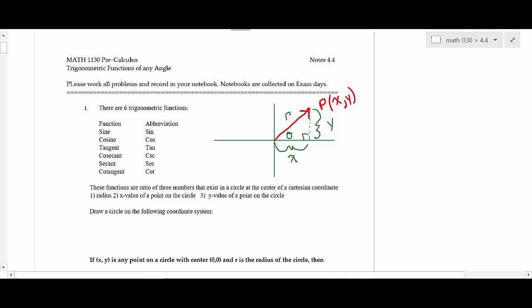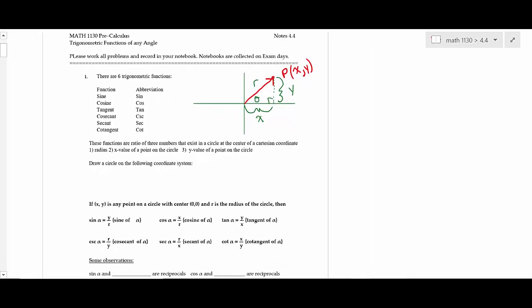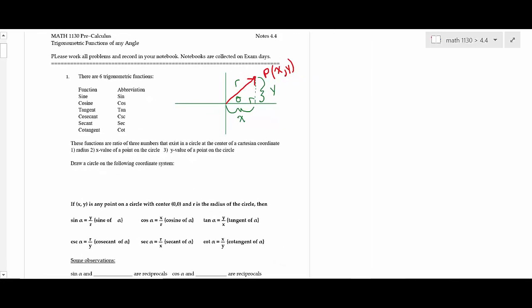Okay, so this is not for a unit circle. This is if r is anything. So the trig definitions are based on x, y, and r. I want to talk through this and hopefully this will make sense to you. Remember the sine was opposite over hypotenuse, right? So if you look at this, what is opposite and what's hypotenuse? y over r. So the sine is y over r.